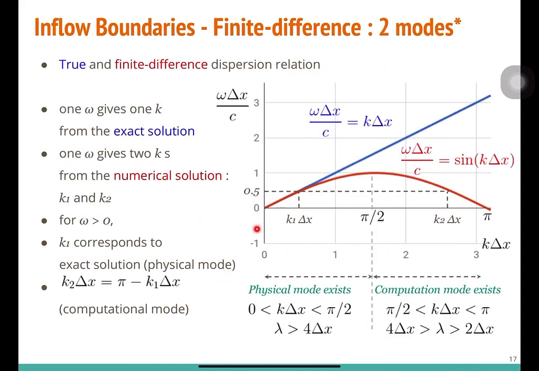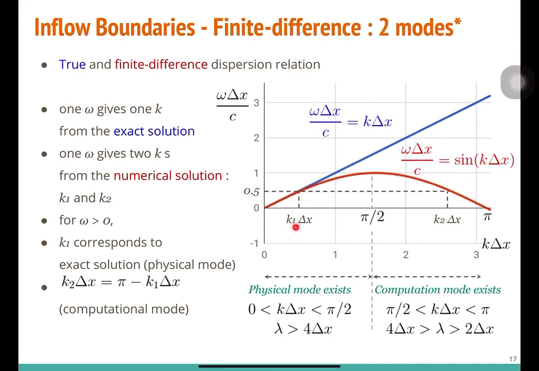So this is the result. This is the true dispersion, what we want to achieve, and this is what the finite differencing is giving you. And we can see that for a value of omega, if we pick a value here, for example 0.5, we will have two k's.